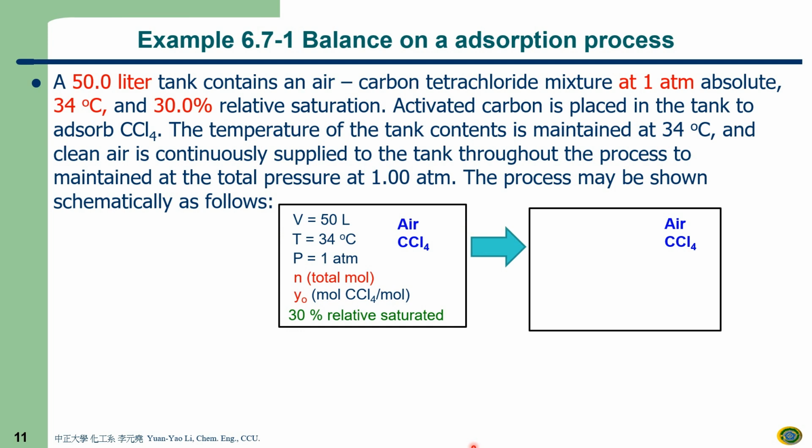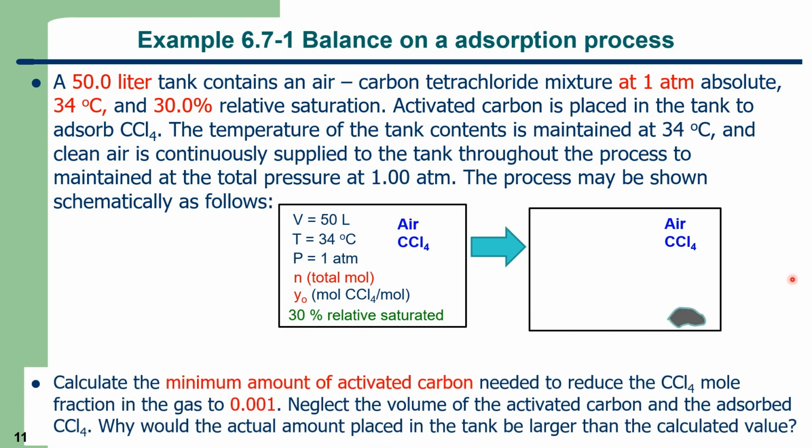And you already know carbon tetrachloride is too much, so I put activated carbon in this system. So carbon tetrachloride will be adsorbed on the surface, so the carbon tetrachloride will be less in the air, right? So the question is: calculate the minimum amount of the activated carbon needed.